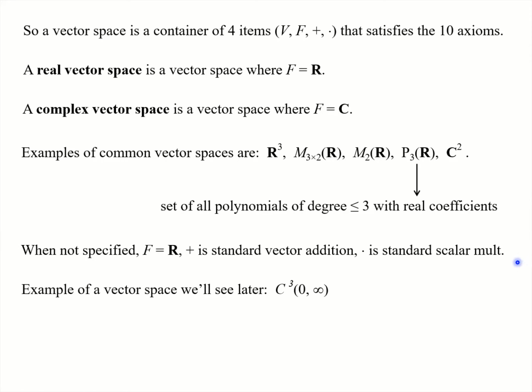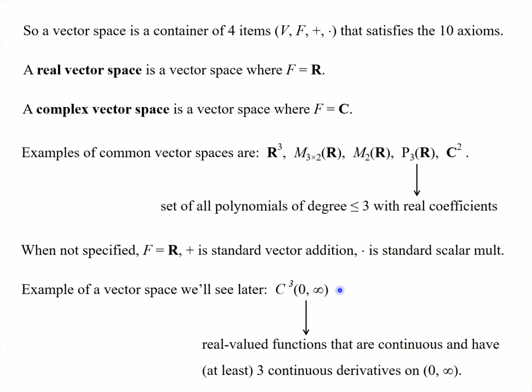An example of a vector space we'll see later, so we don't want to stress out about this, is C3, 0 to infinity. And what is that? Those are real valued functions that are continuous and have at least 3 continuous derivatives on the interval 0 to infinity. So those vector spaces we'll see later on. We'll be examining those when we solve differential equations.